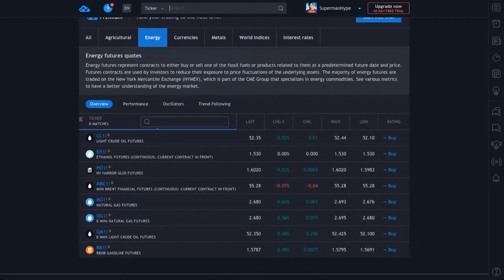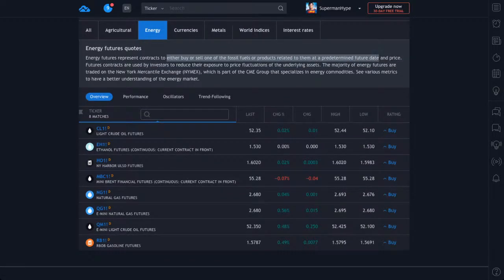And so this is the same idea. You're either going to buy or sell one of the fossil fuel products related to them at a predetermined future date and price. Futures contracts are often used by investors to reduce their exposure to price fluctuations on the underlying asset. So people use it to do hedges as well as speculating. Hedges protect value, and speculating is to try and make profit, speculating that the price will go up or down versus your expectations.